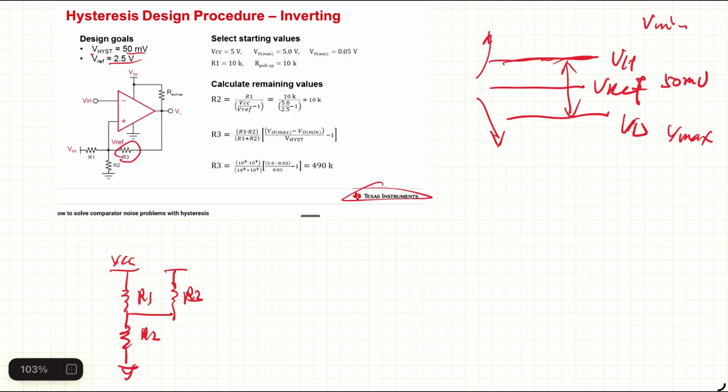Okay, let's talk about the case when V in is low. That means V in just dropped to the low side. Okay, when V in is very low, we know the output is at V max. Because V in crossed the lower threshold, the threshold set by the hysteresis at this moment will be V high. So this node should be V high in this case.